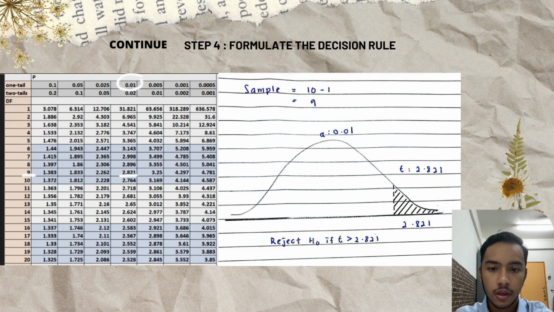Now I would like to share with you about step 4. Step 4 is formulating the decision rule. As you can see in the diagram, there are 9 degrees of freedom found by n minus 1, which is 10 minus 1 equals 9. And then the critical value is 2.8214, found by referring to the one-tail test.